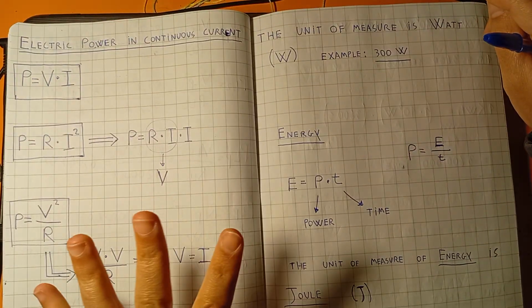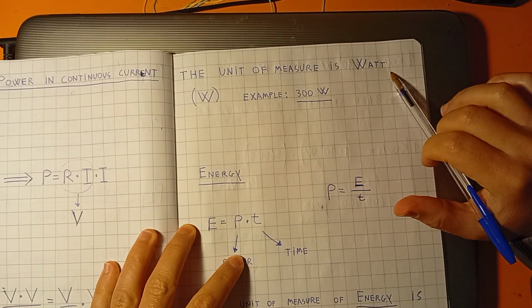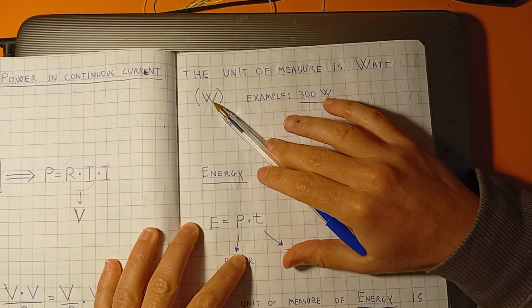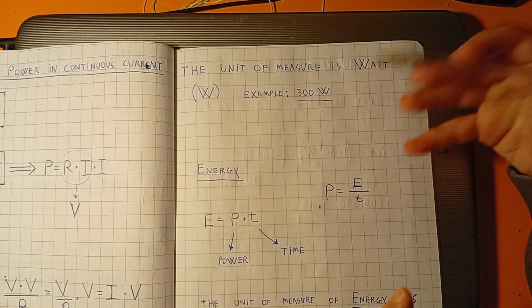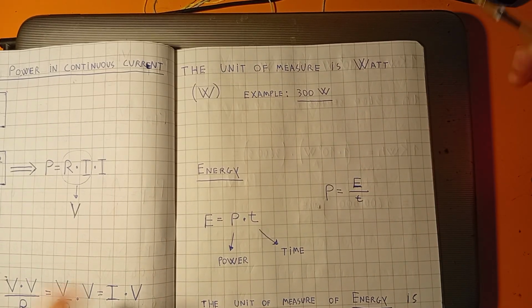Now, what is the unit of measure of power? The unit of measure of power is the watt. Usually you write it with just a W, in this way. An example could be, how much is the power? Well, the power is 300 watts. You write it in this way.